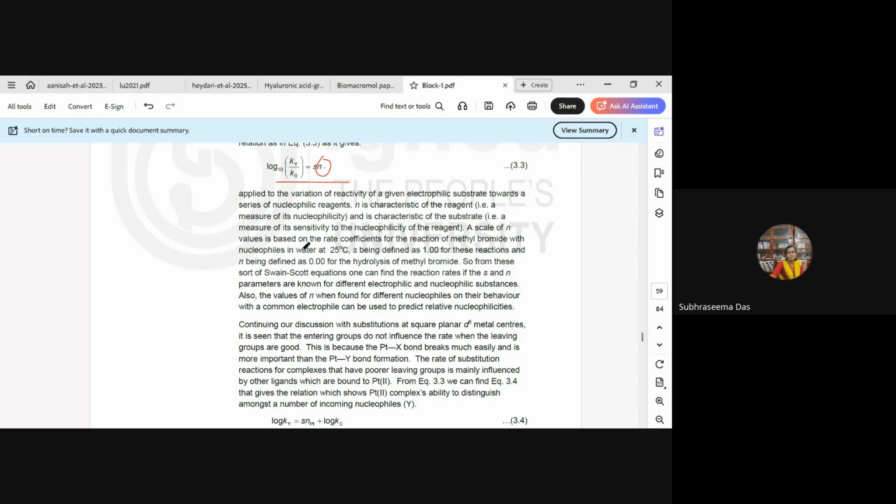A scale of n values is present, which is based on the rate coefficients for the reaction of methyl bromide with different types of nucleophiles in water at 25 degrees centigrade. So s has been defined as 1 for such reactions, and n has been defined as 0, particularly for the hydrolysis of methyl bromide. From the Swain-Scott equation, one can find the reaction rates if the values of s and n are known. So then we can find out the Swain-Scott equation constant.